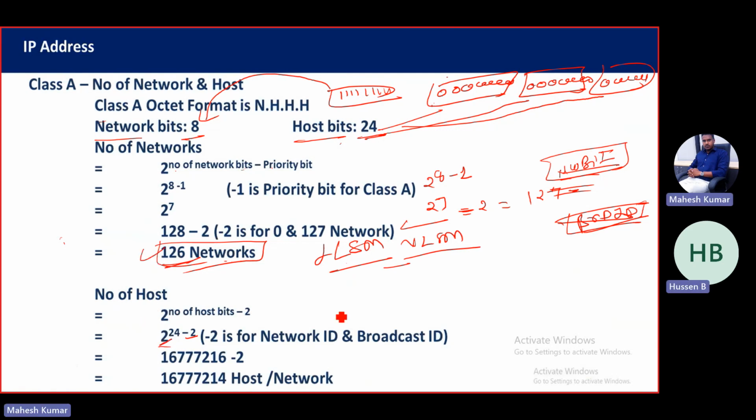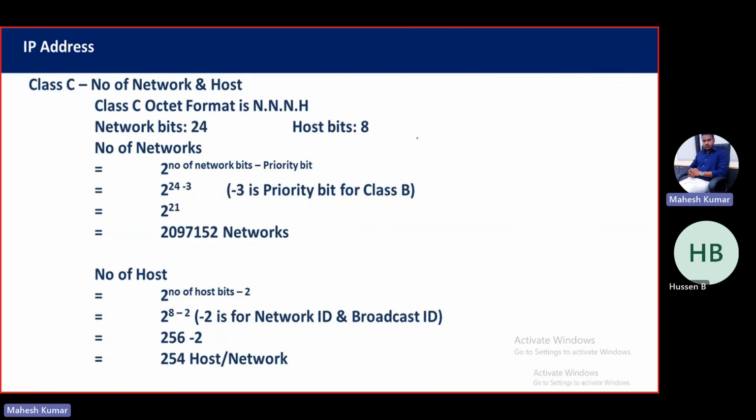Number of hosts is 2 to the power 24, which means this many machines: 16,77,214, that is 2 to the power 24 minus 2 for the network and broadcast addresses. By using class A you can connect this many PCs. The calculation is the same for class B and class C.